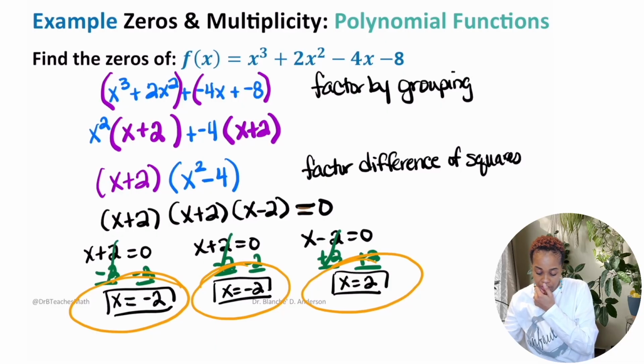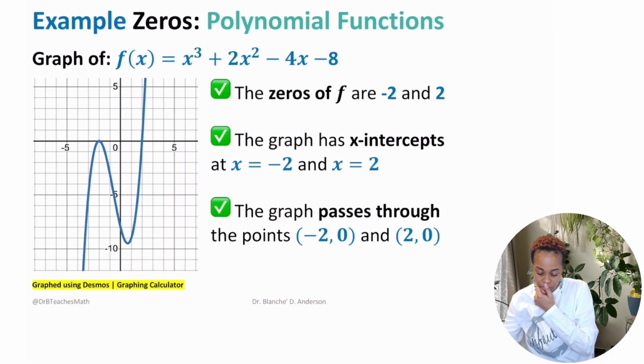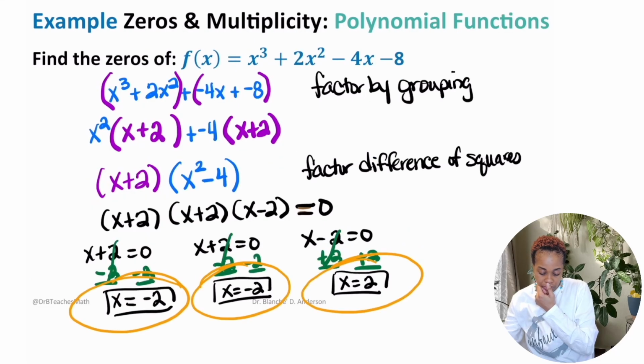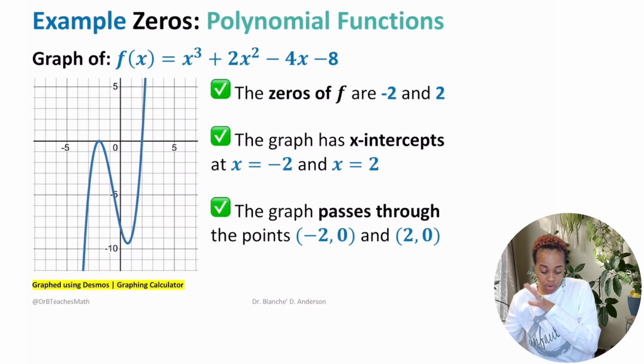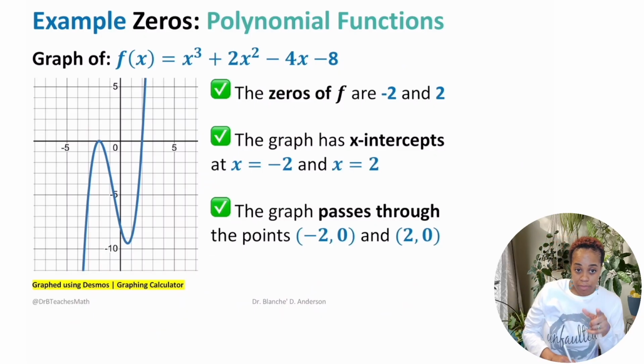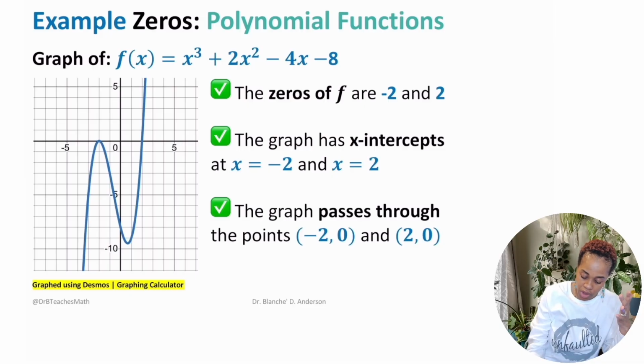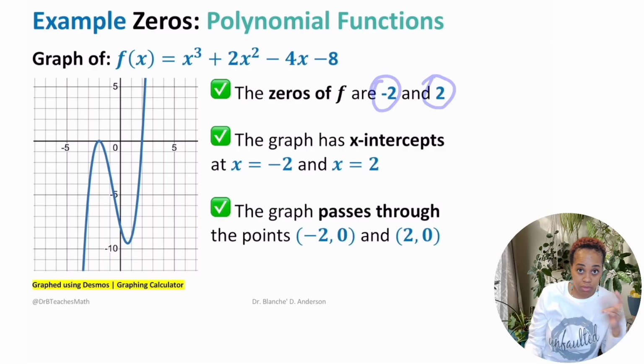So then let's talk about multiplicity. Do I do that yet? No? Okay. We'll get to that. I'm going to show you. So the zeros for that particular function are -2 and 2, right? We found those. And that means that I have x-intercepts at x equals -2 and x equals 2.